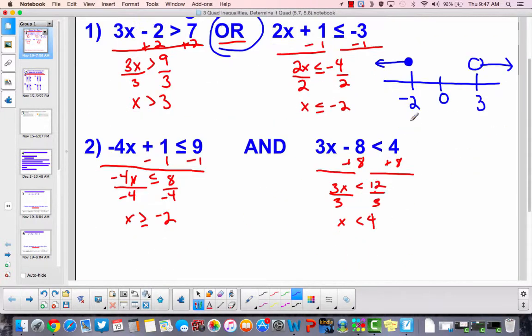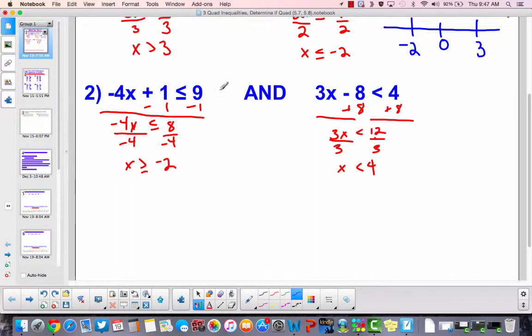Now the second one here, this is an and statement. That means it has to satisfy both conditions. Now make sure here when you divide by the negative that you flip the inequality sign. So this is x is greater than or equal to -2 and x is less than 4.